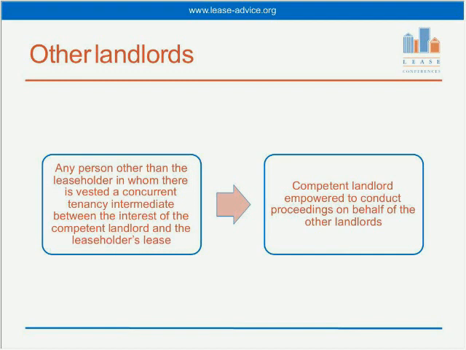If it's a tiered title structure, then the competent landlord is identified and served the Section 42 notice, and as I said earlier, they're empowered to conduct proceedings on behalf of the other landlords. And those who are not competent landlords but have interests in the property, a head leasehold interest or whatever, are called other landlords. That's how they're termed in the legislation. So you've got the competent landlord on whom the Section 42 notice is served, and other landlords who get a copy of the Section 42 notice.